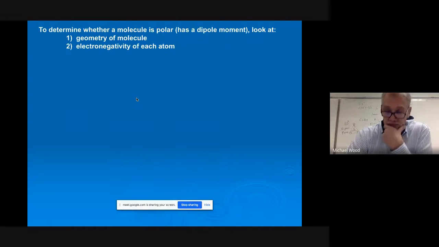Okay, and then to determine whether a molecule is polar, that has a dipole moment, which is just a vocabulary thing to say it has a dipole moment, you look at the geometry of the molecule. And in the thing over here on the board, we talked about whether this shape is going to lead to polar or nonpolar. The other factor, though, is the electronegativity of each atom. So again, I'll slow down here and let you guys copy this down.